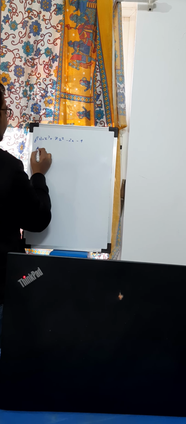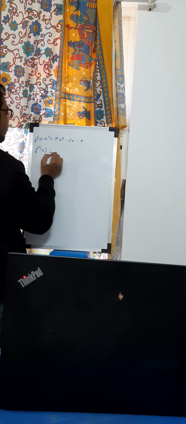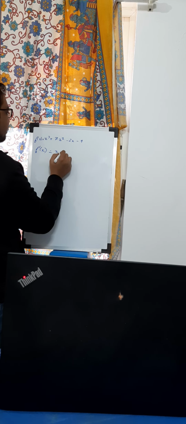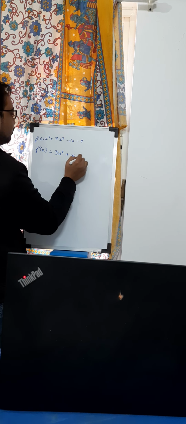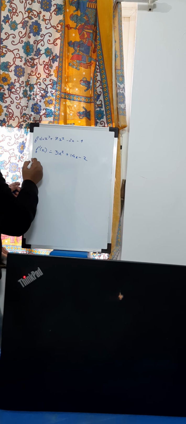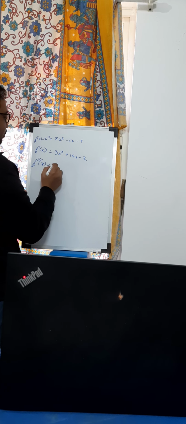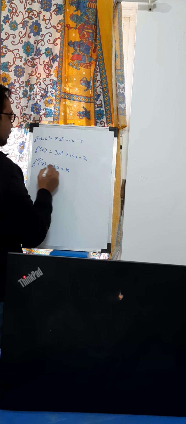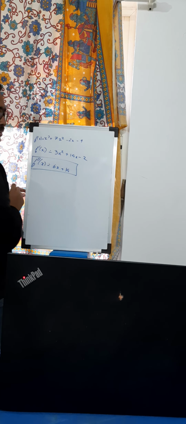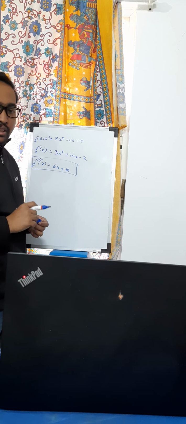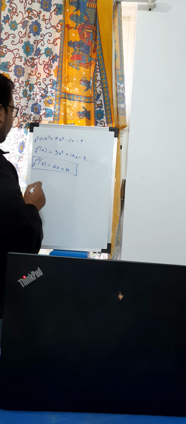So the first order derivative is f dash x, it is 3x square plus 14x minus 2, correct? Yes. And if we write f double dash x is equal to what? 6x plus 14, right? So this is my second order derivative.